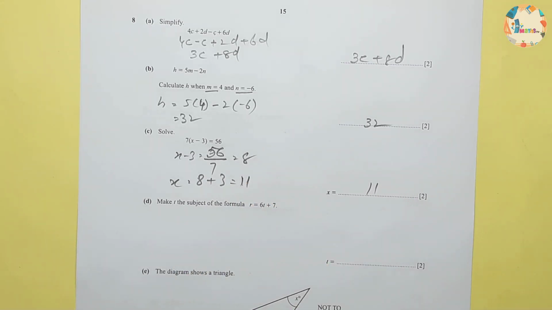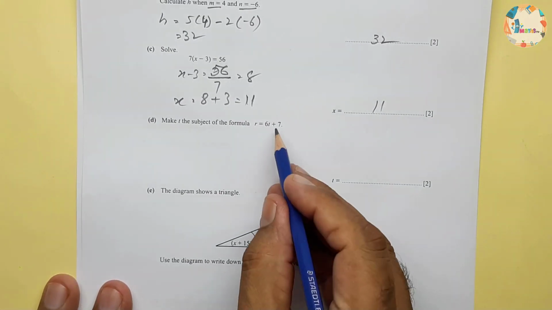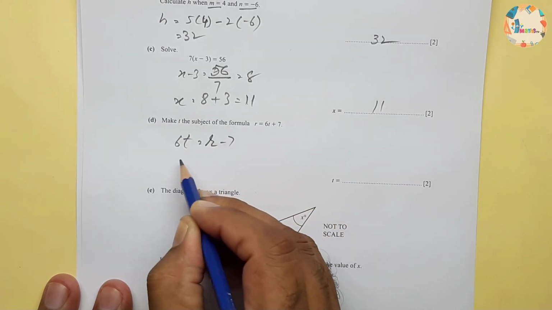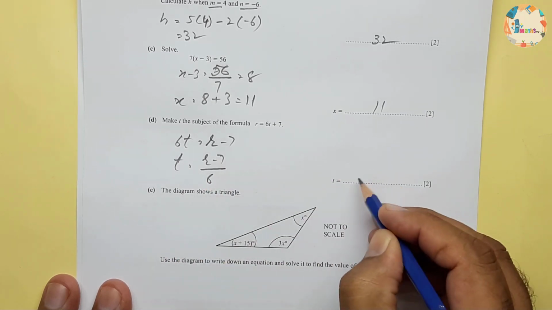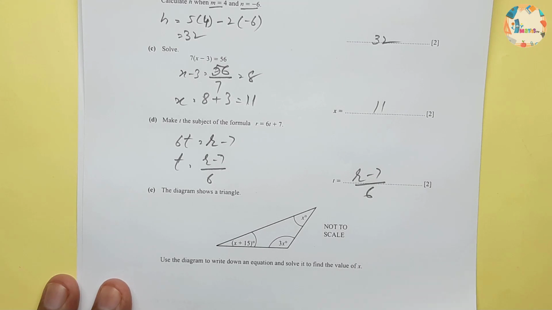Then make t the subject of the formula. So first of all, we'll shift 7. So 6t will be equal to r minus 7. T will be equal to r minus 7 over 6. So r minus 7 divided by 6 will be our answer.